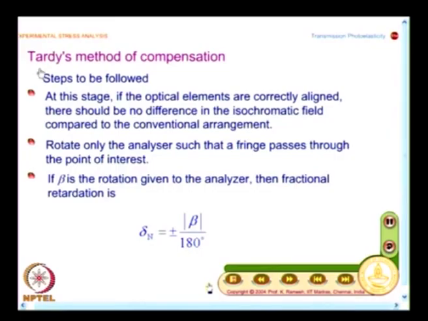So, in Tardy's method of compensation, your focus is to find out the angle beta that is necessary to rotate the analyzer so that a fringe passes to the point of interest, and beta is also referred from the isoclinic angle reference. You have this as beta by 180 degrees, and the sign comes from your observation of a higher or lower fringe order passing through the point of interest.